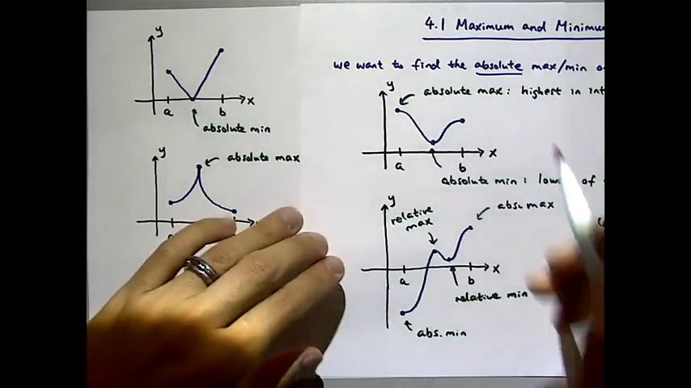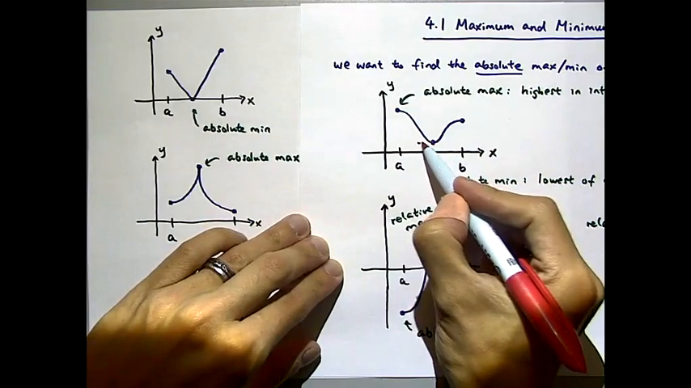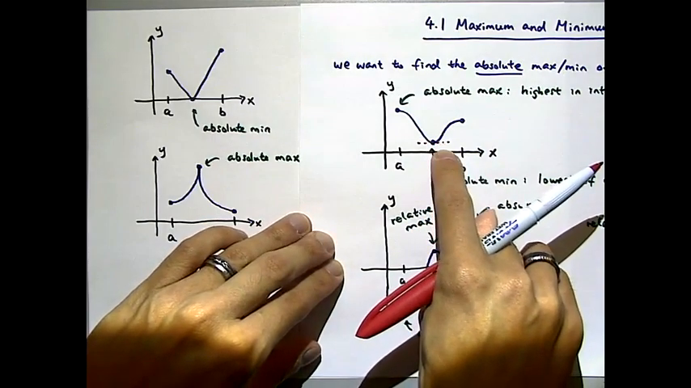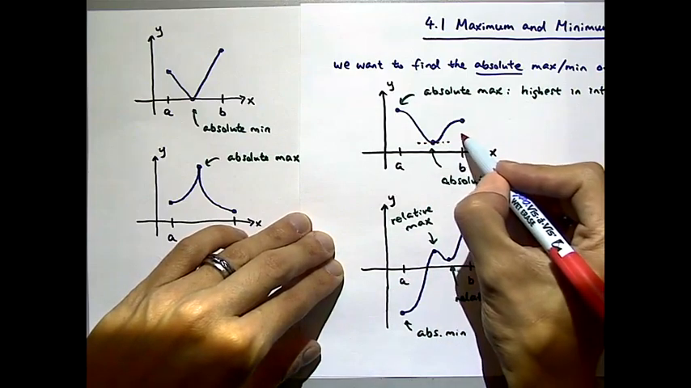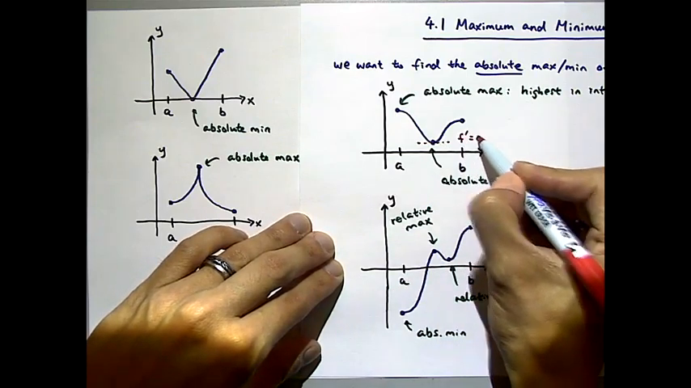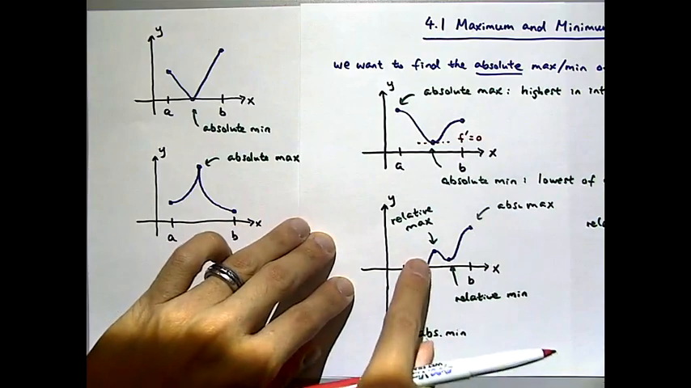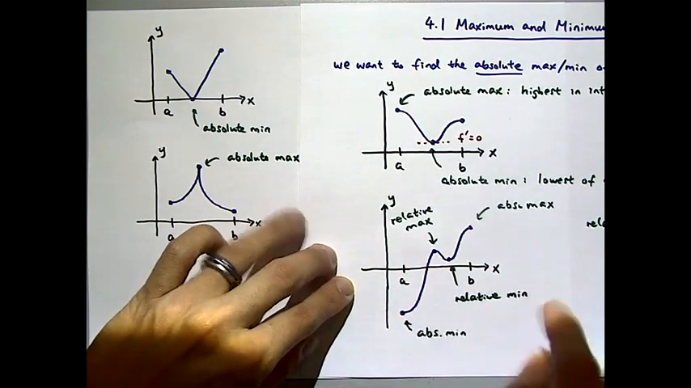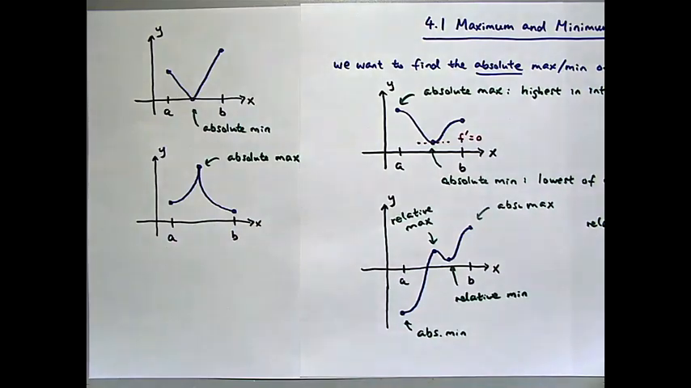If you look at the first graph right here, notice that this is a region where the tangent line is horizontal. That means f prime is equal to 0, right? But that's not guaranteed to be an absolute max or min. It helps you find a relative max or min. Where else might they be?